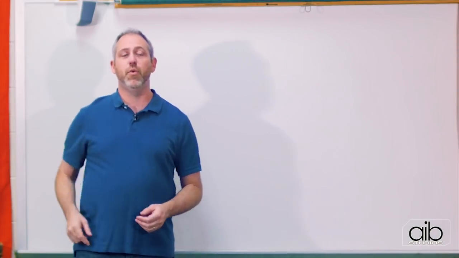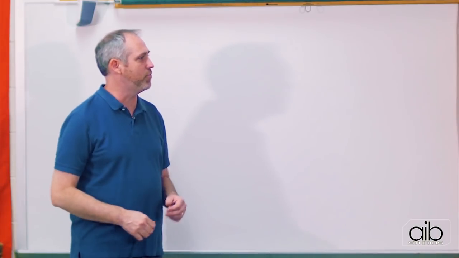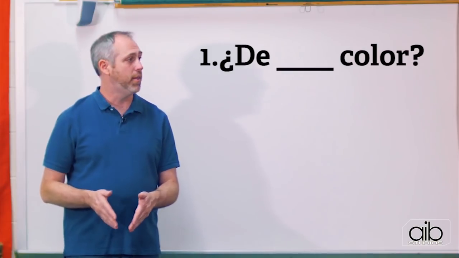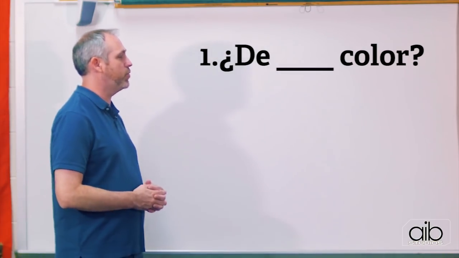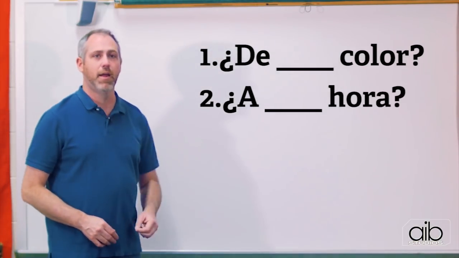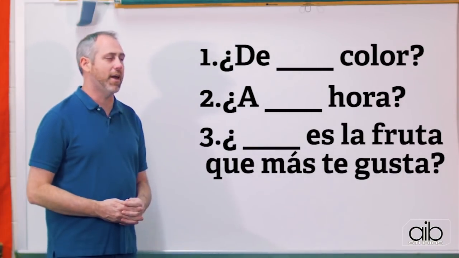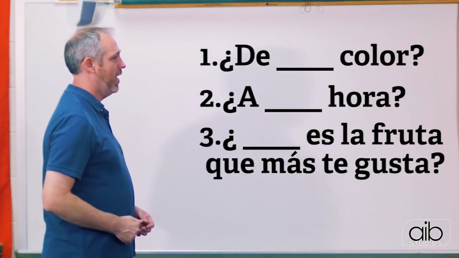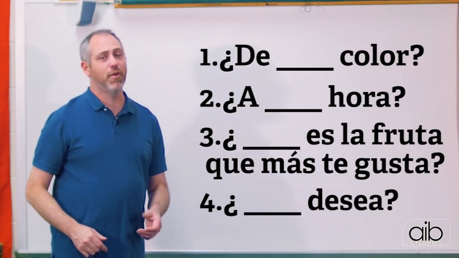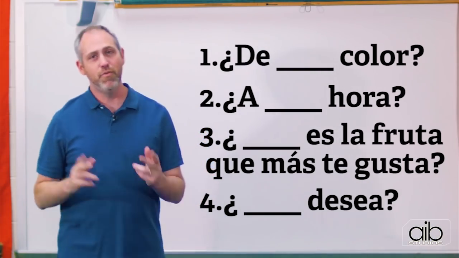Now, I want to give you a few homework questions really quick. Write these down. I'm going to go kind of fast, but you can rewind if you need to. Number 1, de blank color. You fill in the blank with which one. Number 2, a blank hora. Number 3, blank es la fruta que más te gusta. And the last one, blank desea. I know I've given you a lot to deal with here. You do those questions, and next time we're in class, we'll go over the answers together and move on to some new material.